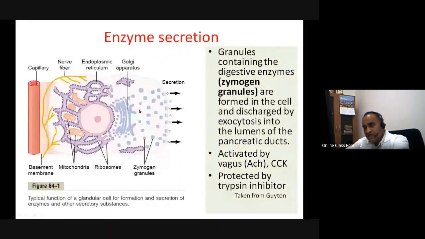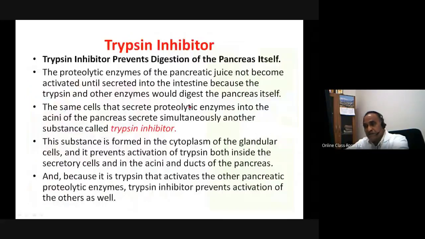Say, for example, here in the cytoplasm you have this trypsin inhibitor. It prevents the action of trypsin here. By mistake, if some of the zymogen granules break down here, that would be a disaster. And here in the lumen, it also prevents this. Because trypsin activates other pancreatic enzymes, look at the trypsin in the chart: trypsin activates a number of proteolytic enzymes. That is why this is an important substance to prevent the action of trypsin.